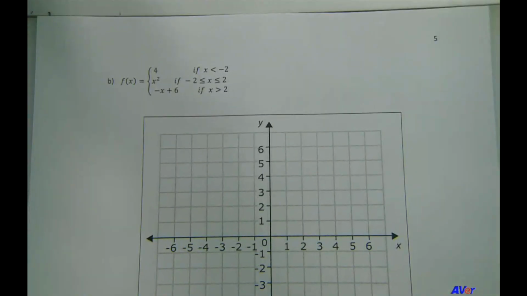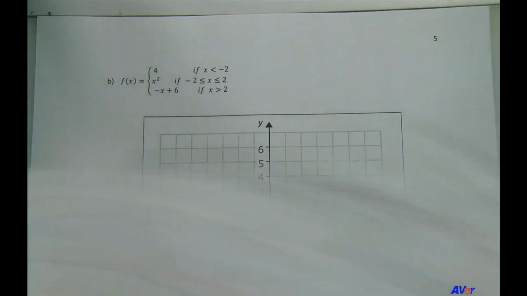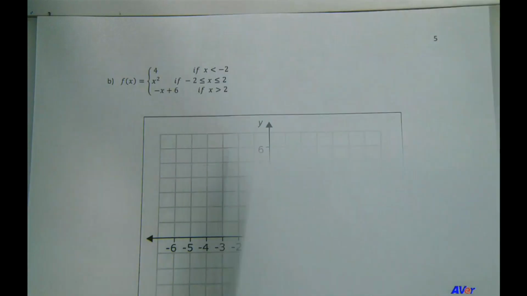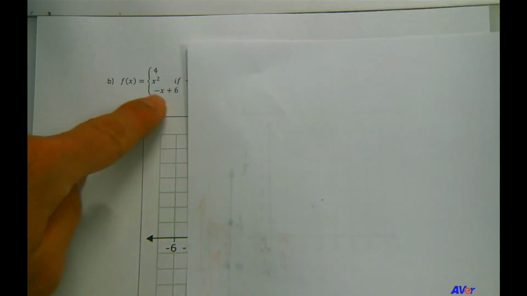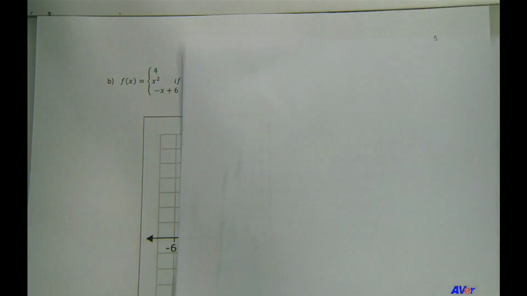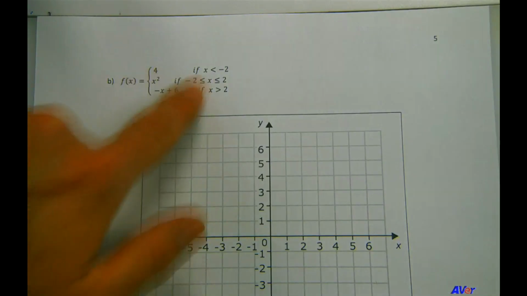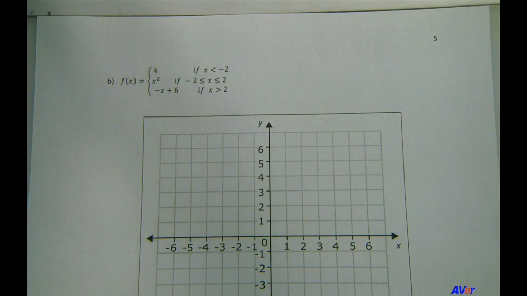Here we have another piecewise function, right? Just like before, ignore those conditions that you see. Those are conditions. Ignore them. Imagine they don't even exist. And then draw each piece fully. f of x equals 4, draw it fully. f of x equals x squared, draw it fully. f of x equals -x plus 6, draw it fully. And then start erasing by looking at these conditions. So let's do that.